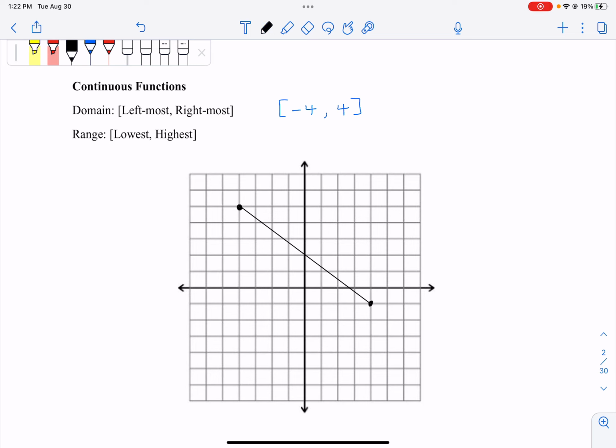These endpoints are what dictates whether this is a square bracket or a round bracket. If you look at the endpoints, we know it includes the -4 because it actually touches it. So my square brackets are what we call inclusion brackets.